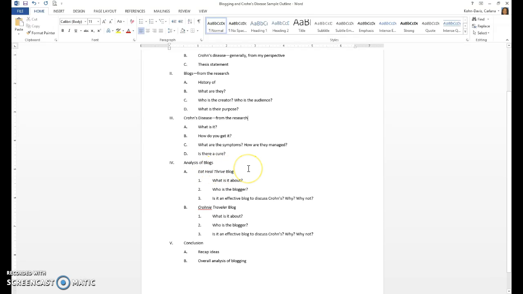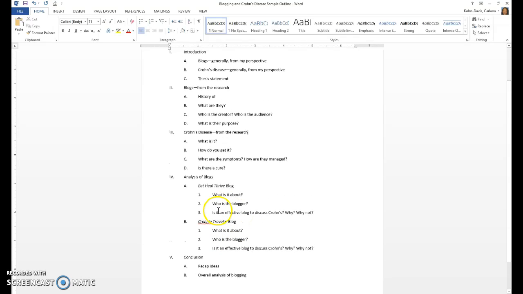So my first blog is titled Eat, Heal, Thrive. My second blog is titled Crony Traveler. Both of these blogs are about Crohn's disease. They speak about Crohn's disease in a different way, from a different perspective and a different point of view, but they're both about Crohn's disease. So I'm going to analyze this blog, and in doing so, I'm going to talk about what's going on in this blog. What is it about? Who is the blogger? And is this blog an effective way to discuss Crohn's disease?